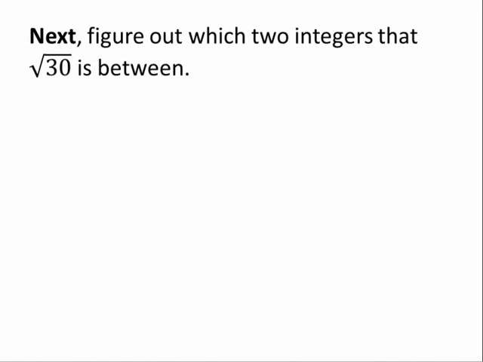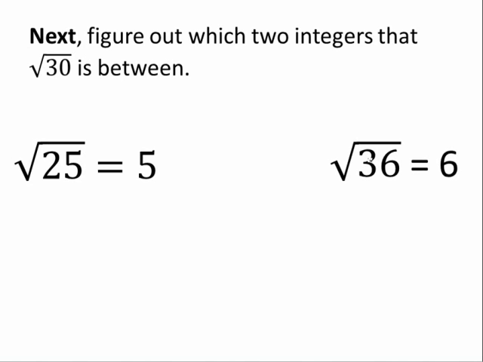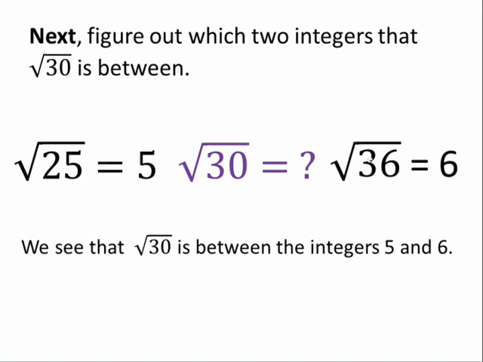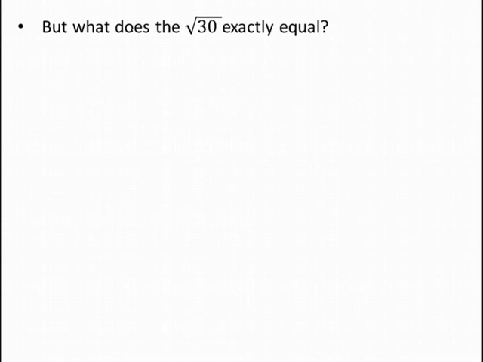We can see that the square root of 30 is between the square root of 25 and the square root of 36, which means that the square root of 30 is between the integers 5 and 6. This also means that the square root of 30 is 5 point something. But what does the square root of 30 exactly equal?